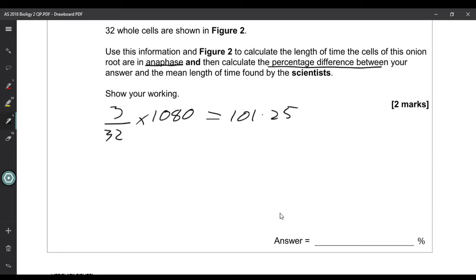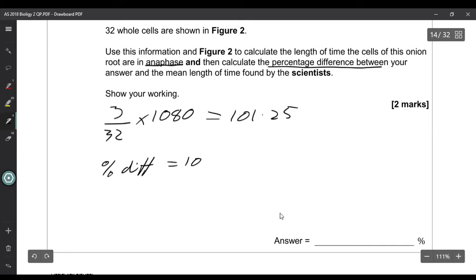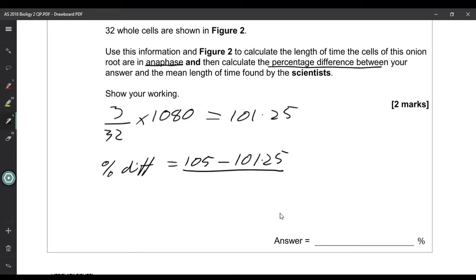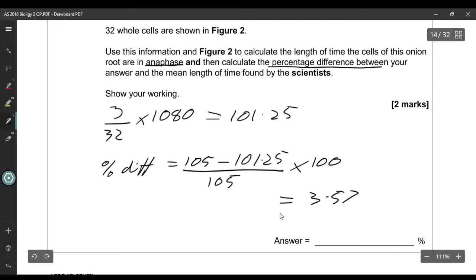And we've been asked to find the percentage difference between our answer and the mean length of time. So for the percentage difference, first off, we're going to have to find the difference between our time and the scientists' time. So that's going to be 105, which was their time, minus our time, which is 101.25. And to get the percentage difference, we divide by their time, which is 105, multiplied by 100, so we get a percentage, and that comes out to be 3.57%.